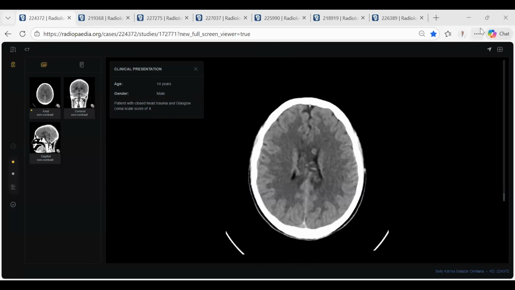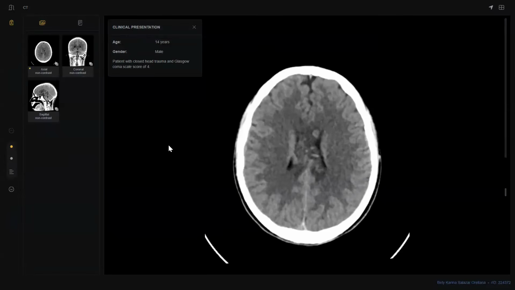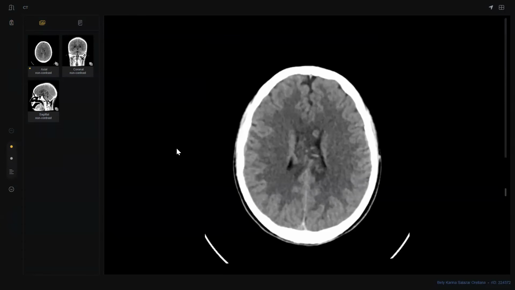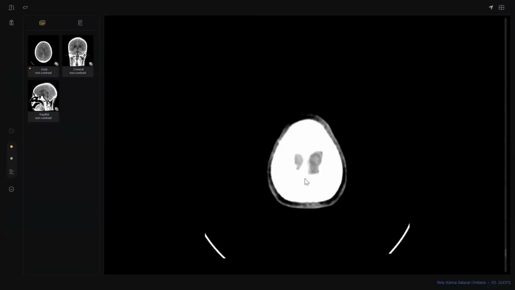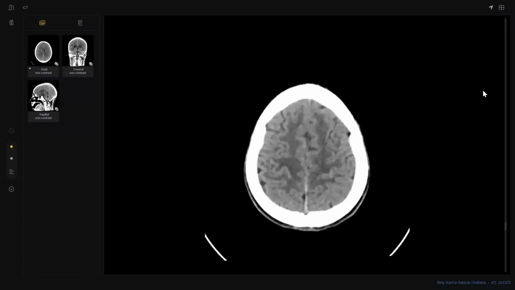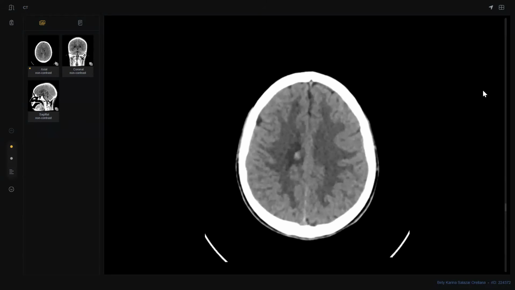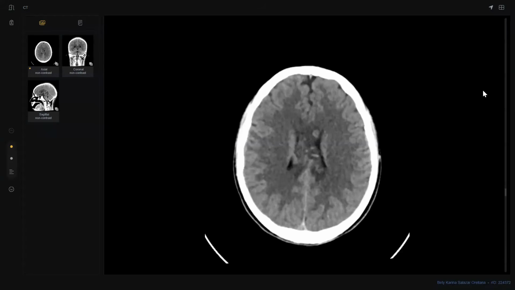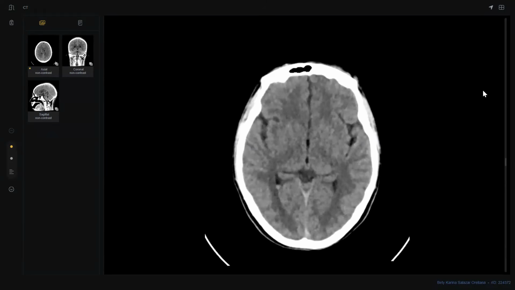A 14-year-old male patient presented to your radiology department after a motor car accident. Can you request a CT of the brain, please? Yes. Presented with a CT of the brain of a 14-year-old patient after a car accident. I'll scroll through the whole stack of images before giving my comment.